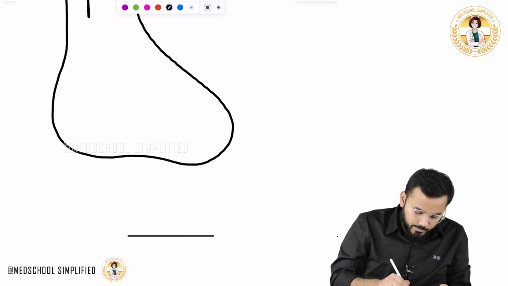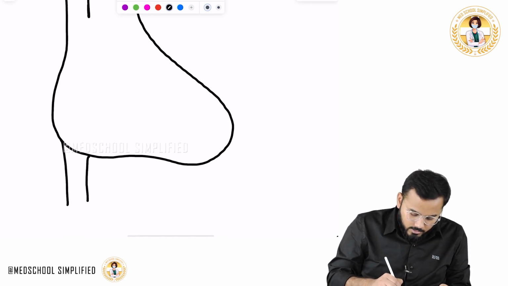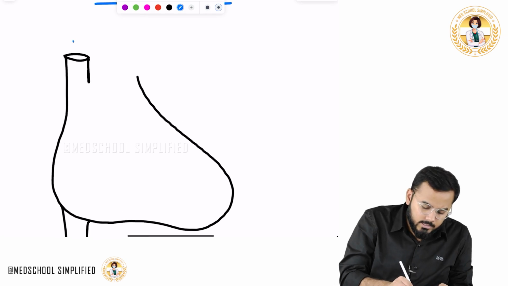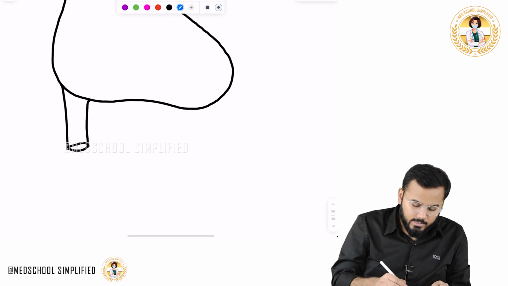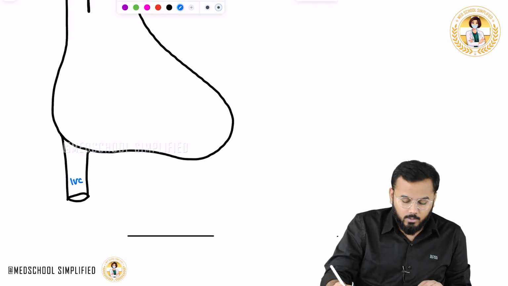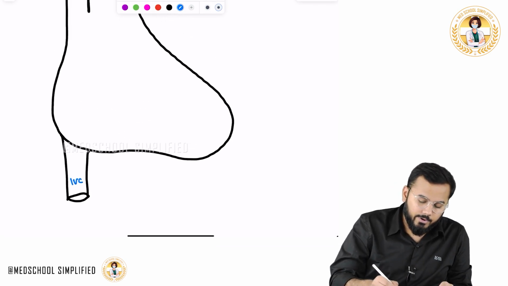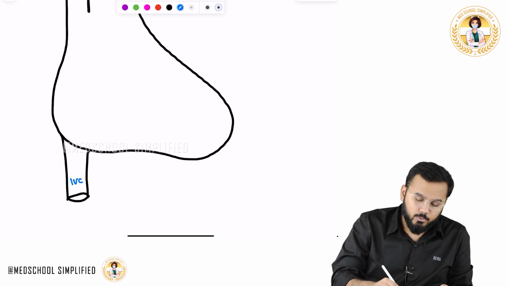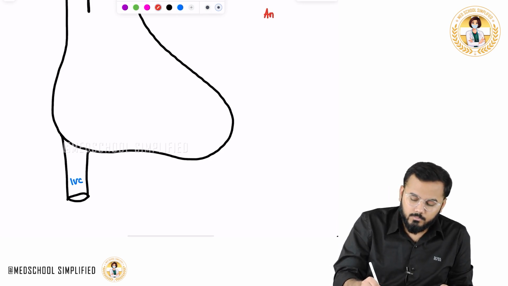Here we have the superior vena cava and down here we have the inferior vena cava. I hope all of you know that this is your superior vena cava and this one is called your inferior vena cava. Now one very important thing you have to understand is that this is your anterior view.